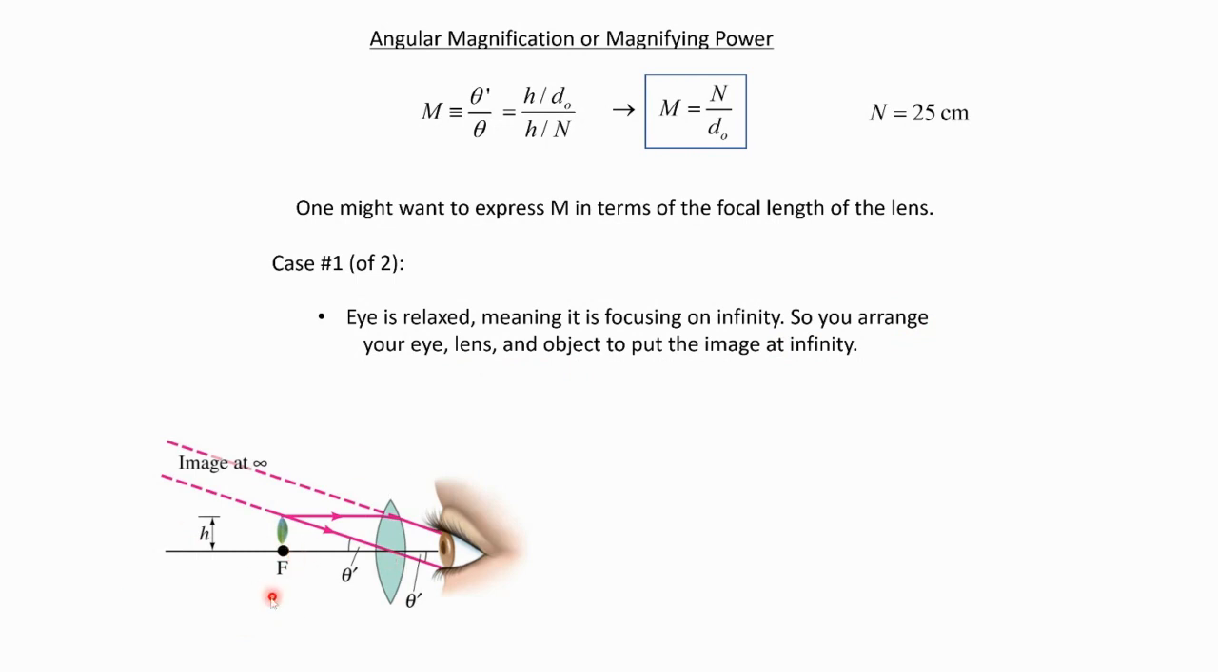That's this picture that we had before. That means that the object then is at the focal point of the lens. So this focal distance is equal to the object distance. So we can just plug that in there. d0 equals f. So our magnification becomes n over f. And that's good because then that magnification doesn't depend on where you choose to put the thing. However, we are assuming that you have a relaxed eye.